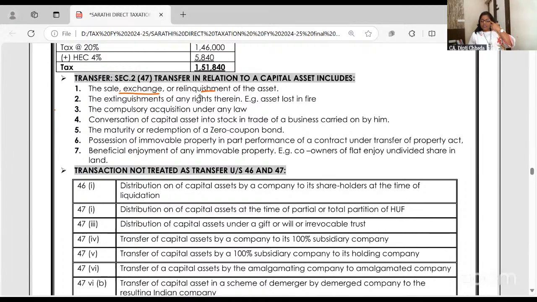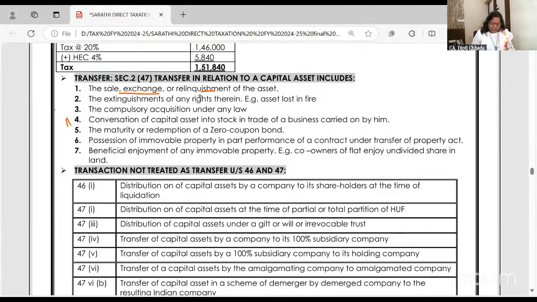Compulsory acquisition under law. I didn't want to transfer my land or building to the government, but a metro project or flyover was going on and it was compulsorily acquired by the government. So then it is called a transfer. I have transferred my land to the government.